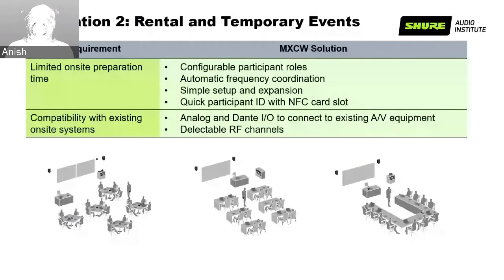And it also offers easier integration with NFC cards. The NFC card can map a username and role to a particular unit on the fly. So MXCW is compatible with different existing systems, like Dante and analog. So the interfacing is pretty easy and straightforward. And you can also have RF channel coordination. If you want to select or deselect a particular channel in case of coordination that you have to do with the building, you can do that very easily with this.